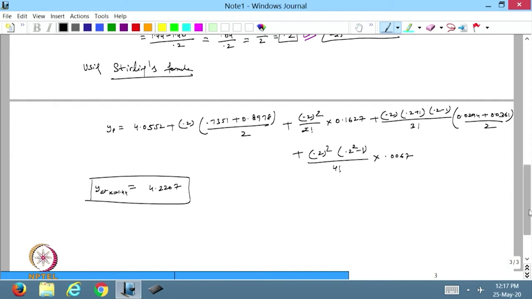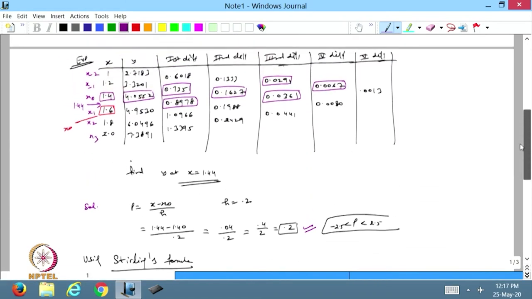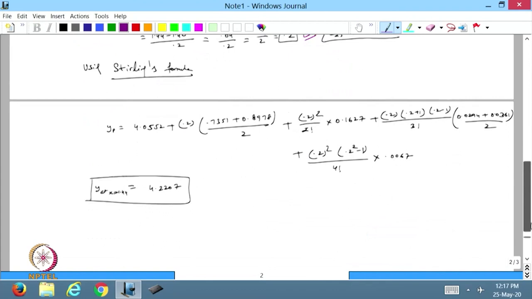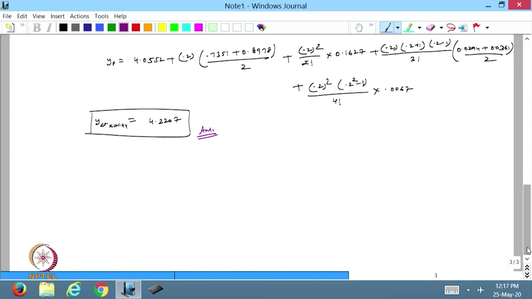This is the approximate value, and from here I can see that this value 4.2207 is lying here. So this value seems correct, and I can also see that this function is an increasing function. Based on this, I can say that this is my answer. Now we have applied the Newton forward, backward and central. Whenever we have data which is equally spaced, using these methods we can approximate the value based on where it lies in the finite difference table.